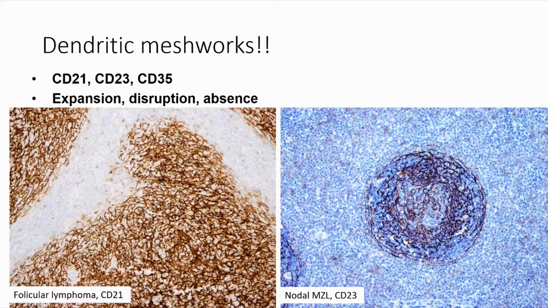Expanded networks can also alert you to potential concern for background T-cell lymphoma, such as angioimmunoblastic or other things. And disruption of dendritic meshworks in the setting of marginal zone. In this case, they're still relatively intact. You can see they're partially disrupted by this small B-cell infiltrate. The same cases we saw with the Ki above.